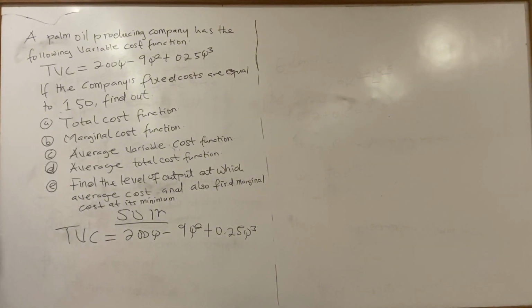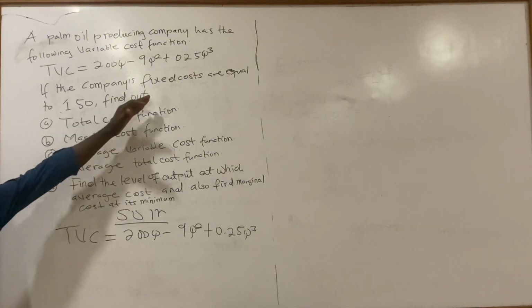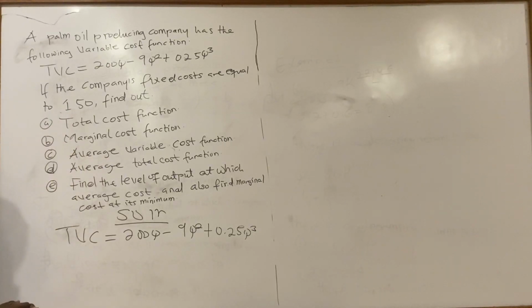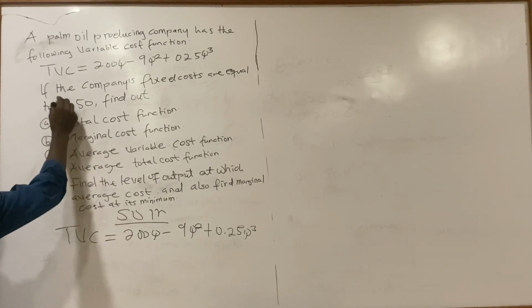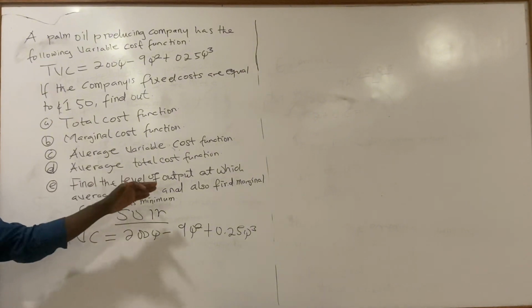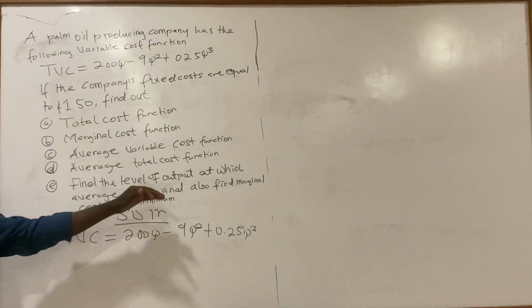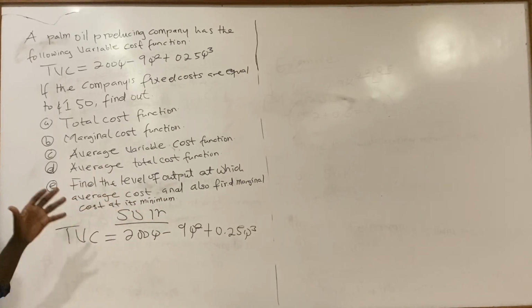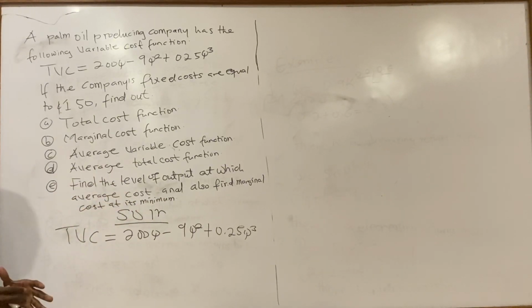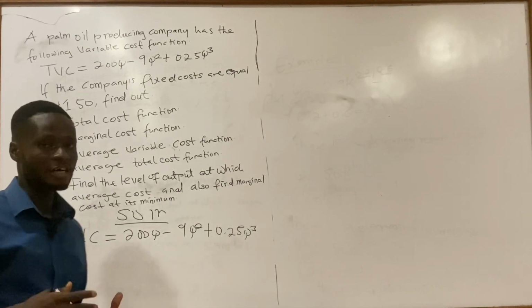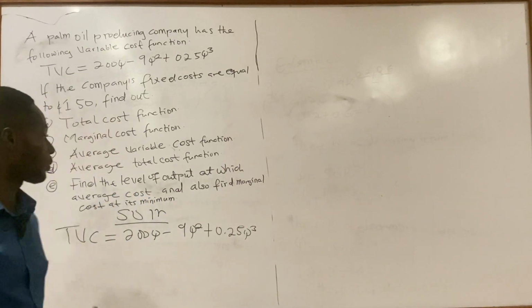They said if the company's fixed costs are equal to 150 Ghana cedis, find the total cost, marginal cost function, average variable cost function, and average total cost function. Find the level of output at which average cost and marginal cost are at their minimum. So let's look at how we can navigate our way out to solve this question successfully.